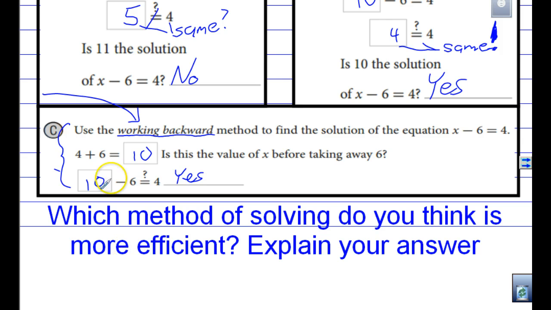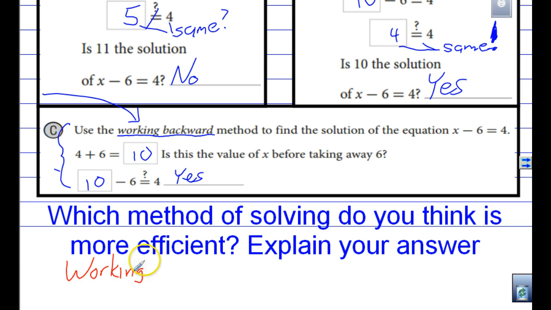And of course, which method do you think would be more efficient? Guessing and checking or working backwards? Yeah, probably working backwards, especially when we get to more complicated problems with long decimals and fractions. You're not just going to guess random decimals to see if they work. The guess and check is more for just checking your answer. So definitely you want to say working backwards.